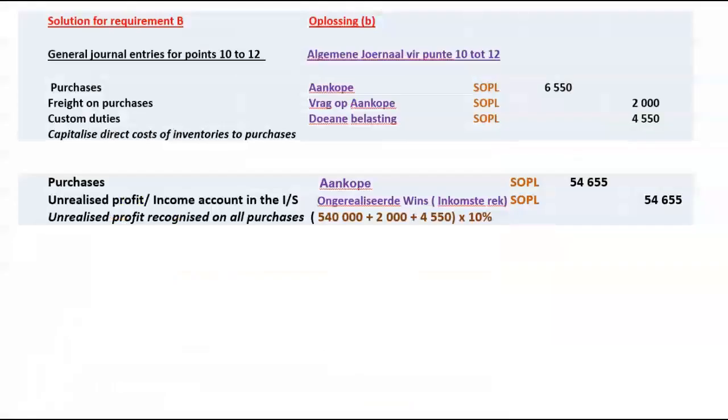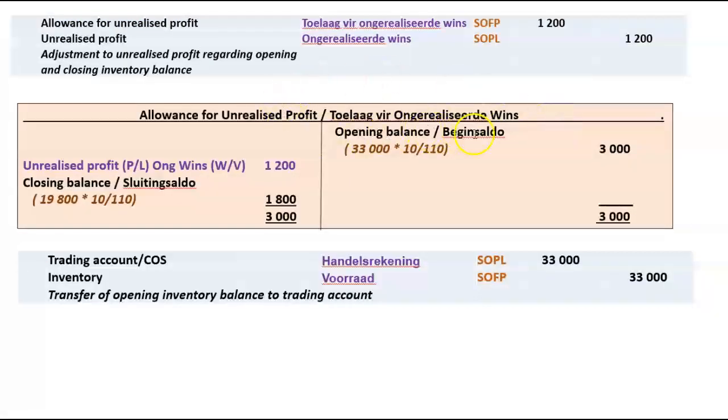So by doing our T account for our allowance for unrealized profit, we know that the opening balance on our allowance for unrealized profit was the 33,000 multiplied by 10 divided by 110, which gives us 3,000 Rand. So you can put that in your T account and just park it there for the moment. Here's the transfer of the opening inventory, 33,000. We take it out of our inventory account in the trial balance, so we're going to credit it, and we're going to debit the trading account or the cost of sales account with 33,000 Rand.